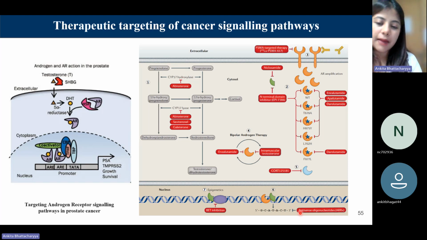And apart from that, there are some antisense oligonucleotides also. Not something you need to learn about, but basically it binds to the androgen receptor's DNA binding domain and does not allow it to bind to the actual DNA, and inhibits its activity. So these are all the different types of cancer signaling. I wanted to give you a flavor of different types of cancer signaling pathways and different types of druggable strategies that can be used.